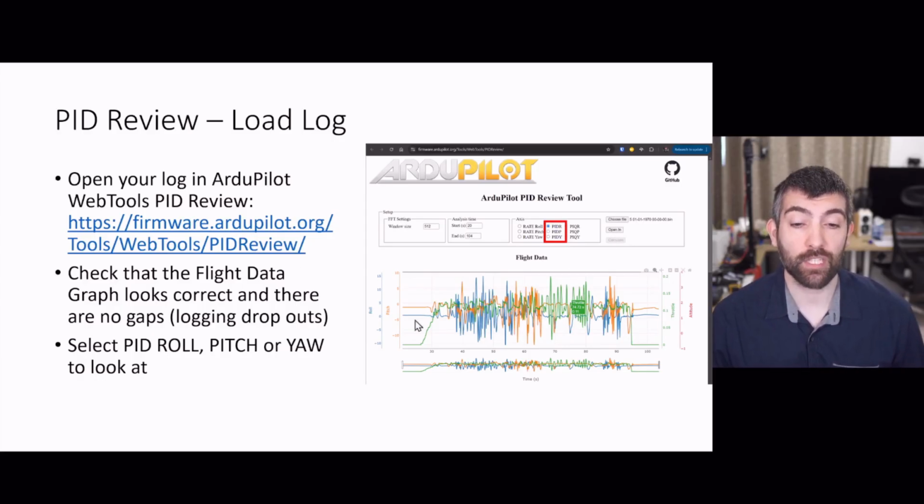Check that the flight data graph, which should appear immediately after you've loaded in the log, looks correct, that it reflects what you did during the flight, that there are no gaps or logging dropouts, and that everything is working correctly. Once you've done that, select the PID roll, PID pitch, or PID yaw graph to look at, and I would move through them in order. So start with roll, then move to pitch, and finally yaw.